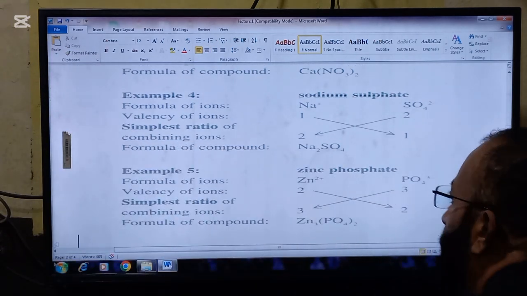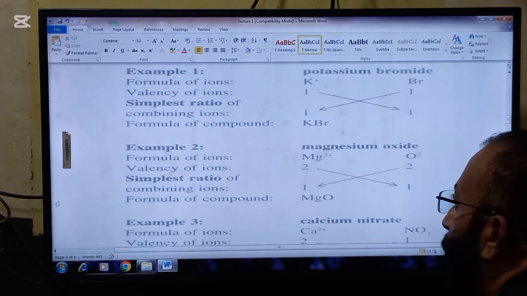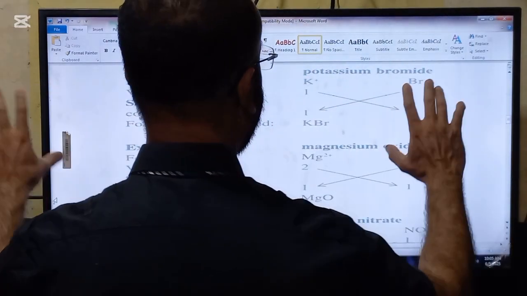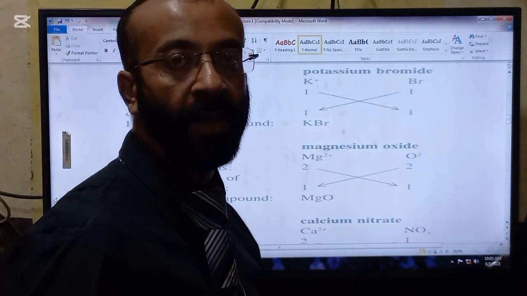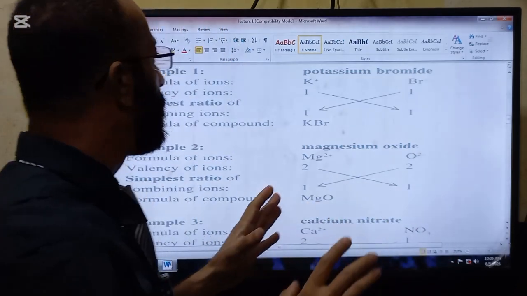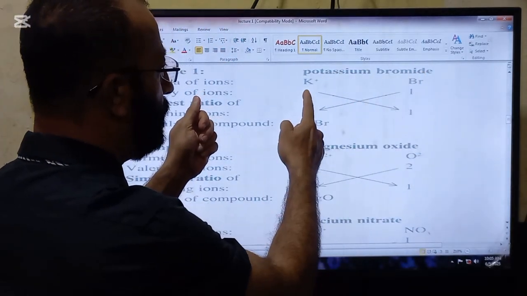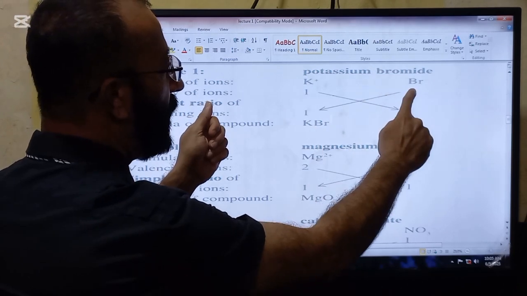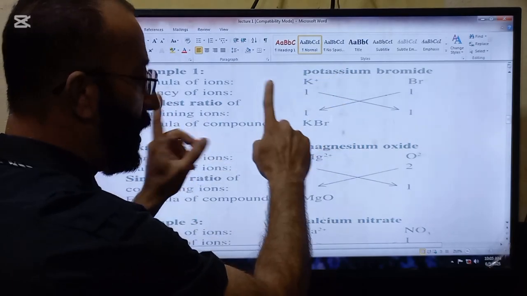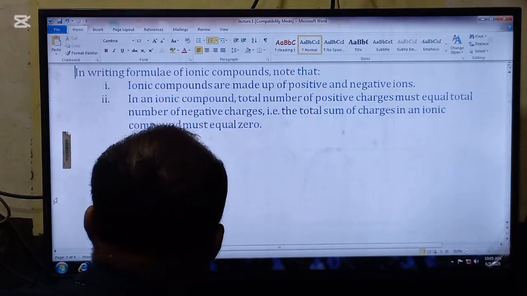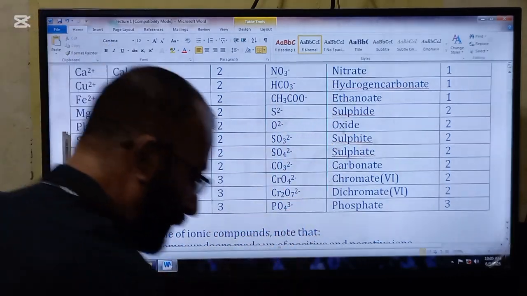Now we are going to read some examples that will make our concepts clear. Here is the first example. We are going to write the formula of potassium bromide. First we will write the formulas of the ions. The formulas of the ions present in potassium bromide are potassium, that is K plus, and bromide, that is Br minus. These are the formulas of the ions which you have learned in the table. You have to learn the table.